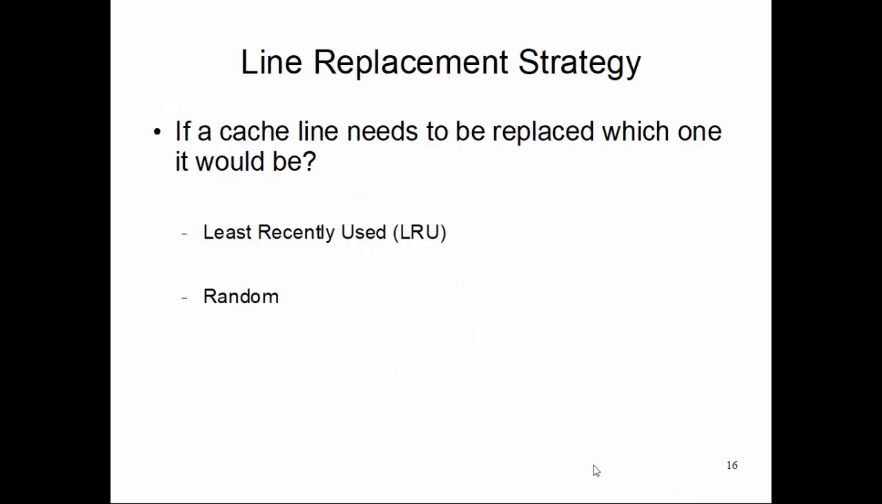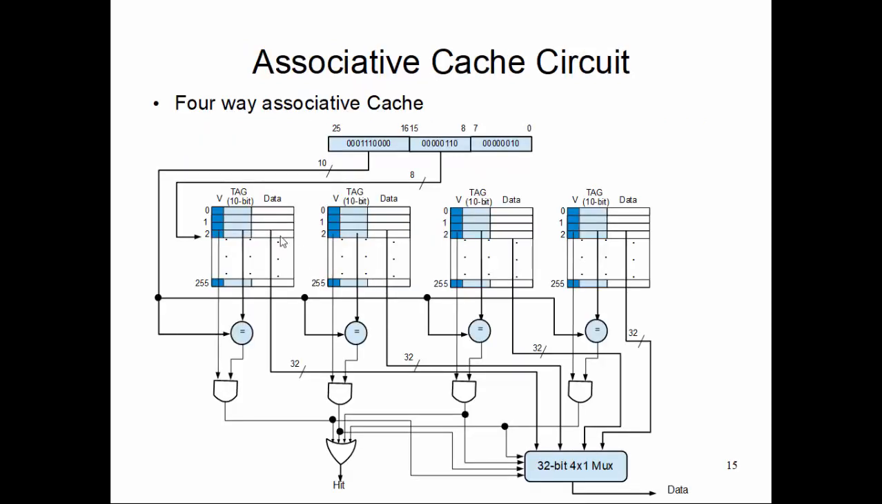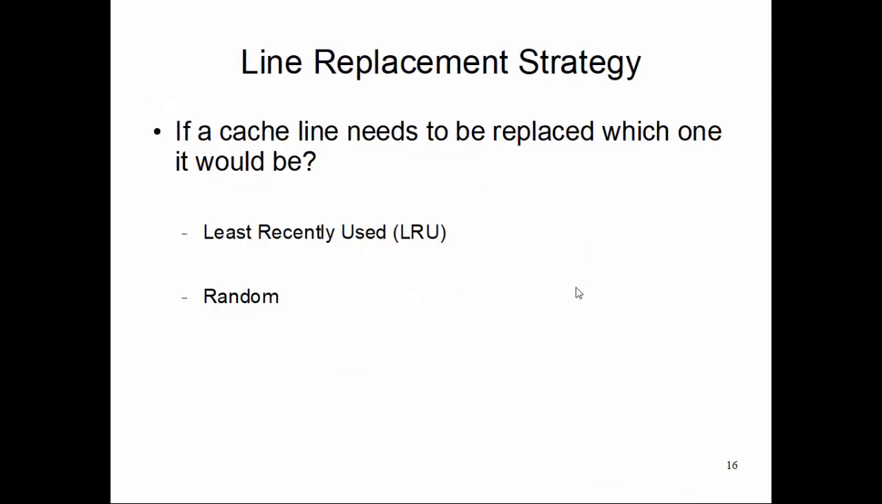Now the point is, if a cache line needs to be replaced, which one would it be, right? Let's say there is a conflict and we see all of them are already filled up with a block. It's still a miss, right? Now this challenge comes as to which line to replace. The first line, the second one, third one, or fourth one? We have a couple of algorithms. We can implement them in hardware.